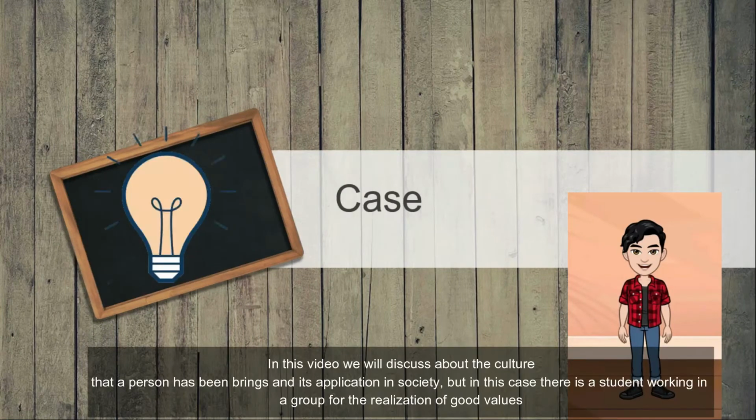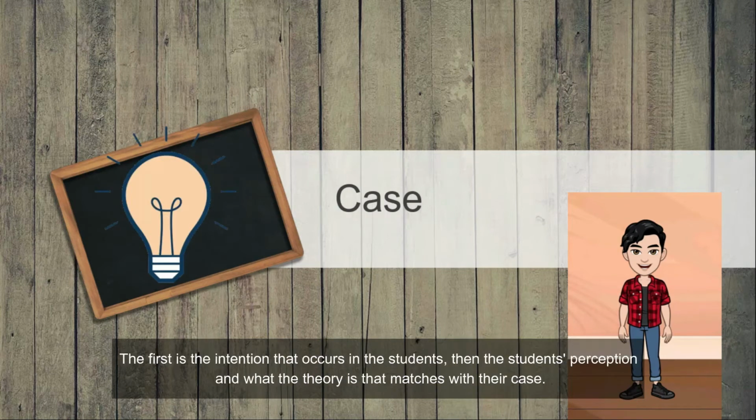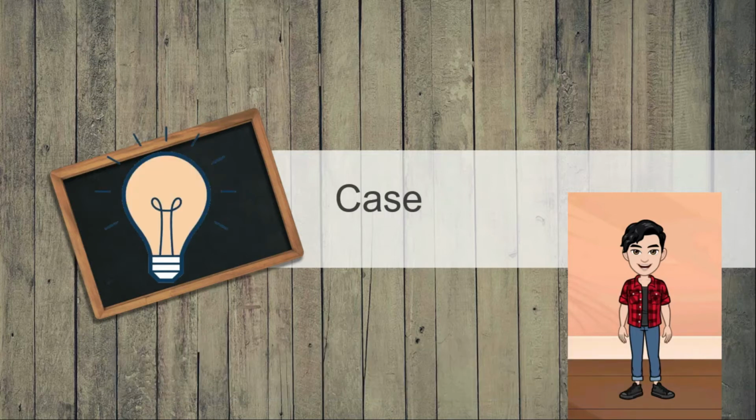In this video, we will discuss the culture that a person brings and how it's applied in society. In this case, there are students working in a group for the realization of good values. But the group has various ethnic groups, different races, languages, and cultures. We are here to acknowledge what would have happened to them. The first is the attention that occurs in the students, then the student perception, and what theory matches their case.